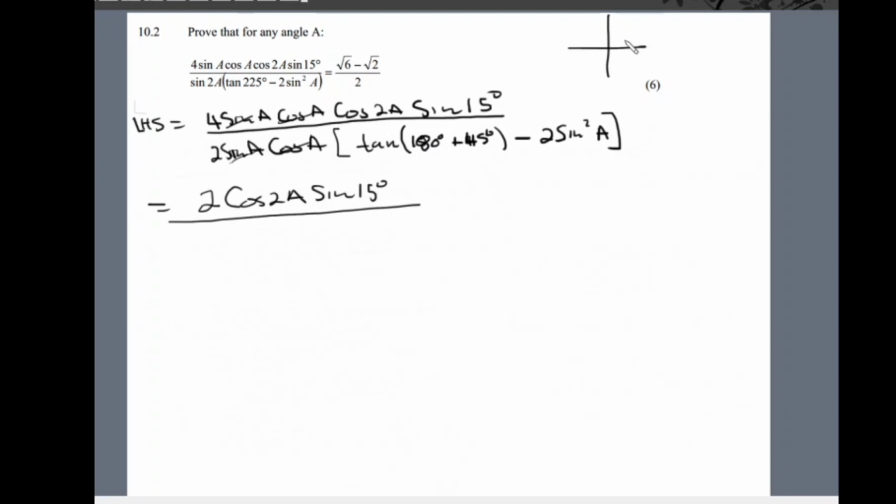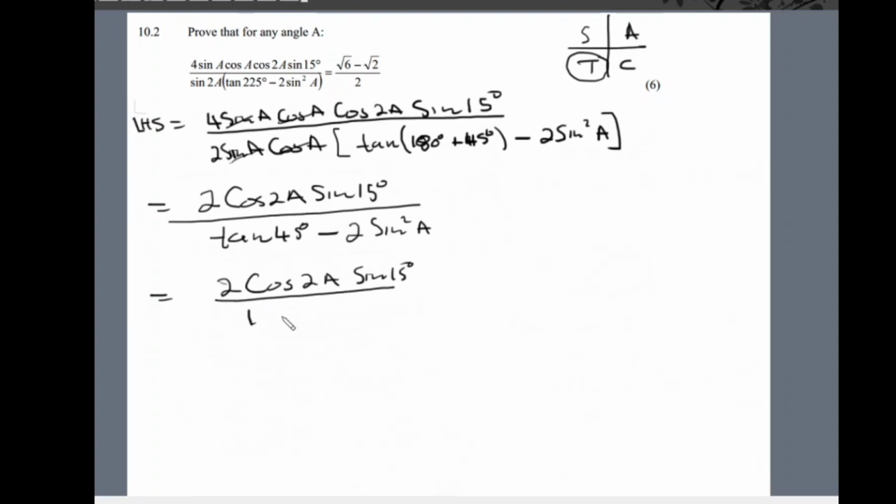So again, looking at your CAST diagram, 180 plus theta is in the third quadrant. There tan is positive, so we will have tan 45 minus 2 sine squared A, right? And then we know tan 45 is equal to 1, so we'll have 2 cos 2A sine 15 degrees is equal to 1 minus 2 sine squared A.